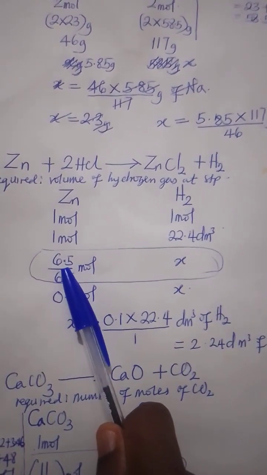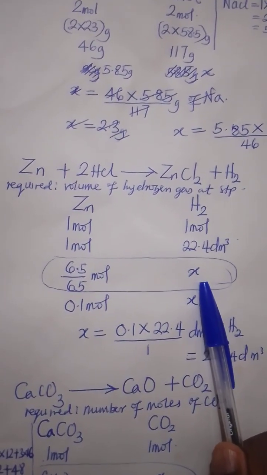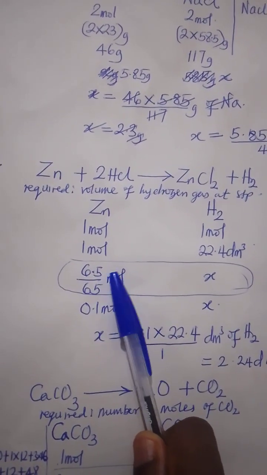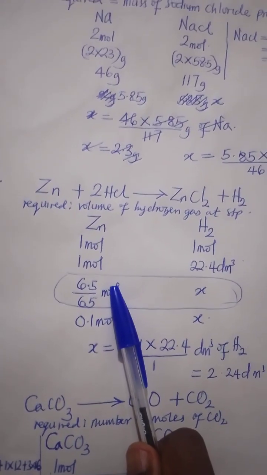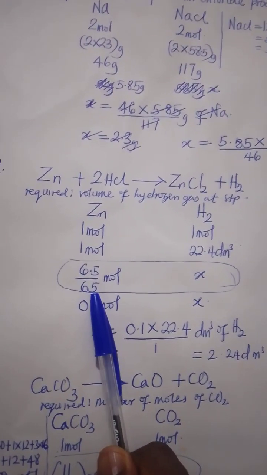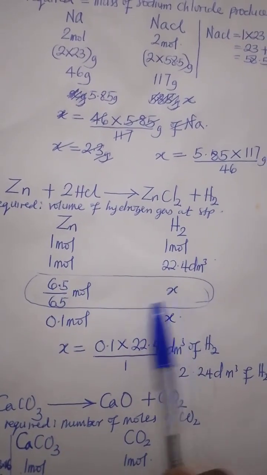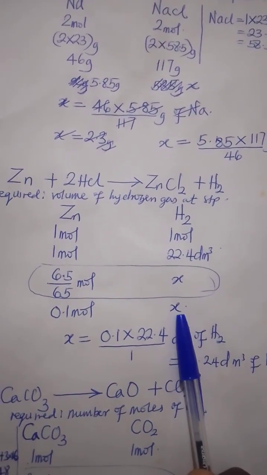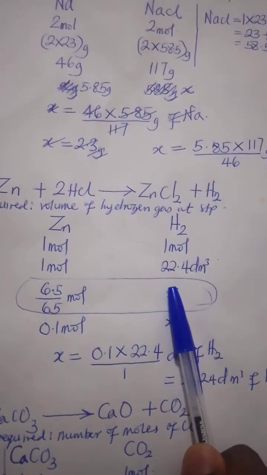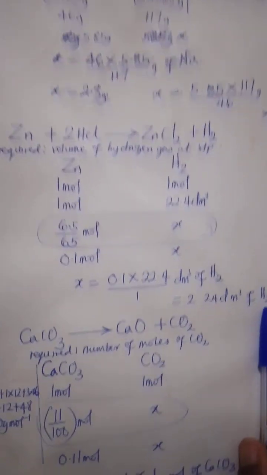Now, we're not given the mole of zinc that is required. We're given the mass, so we need to convert the mass to mole. How do we do that? Remember, mole is mass over molar mass, so we divide the 6.5 grams given for zinc by the atomic mass of zinc, which is 65. That will give us 0.1 mole. So we discard this because this is actually what we need. The side facing what you're looking for will be used for division. So x times 1, so 1 will be used for division. That will be 0.1 times 22.4 divided by 1. That will give us 2.24 dm cube of hydrogen.